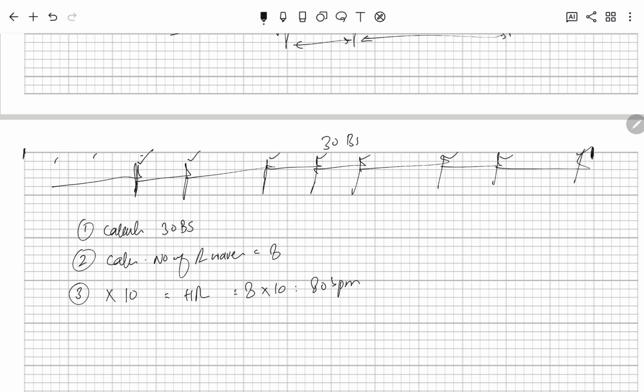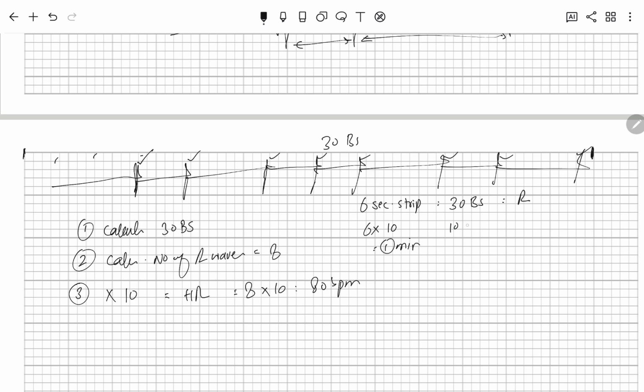So why is it so? In a 6 second strip we have 30 big squares, and we can get the number of beats. If we multiply 6 with 10, it is equal to 1 minute, right? 60 seconds or 1 minute.